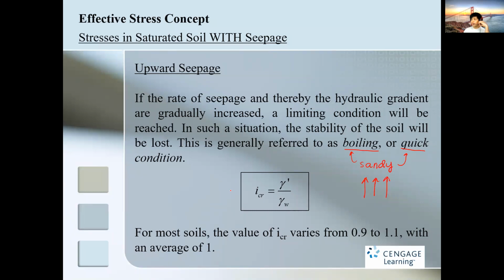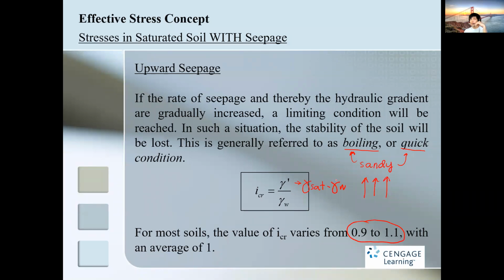Okay, so if you want to determine the critical hydraulic gradient, this is the formula: gamma prime, which from the previous topics is gamma sat minus gamma water, all over gamma water. That's the critical hydraulic gradient. For most soils, the i critical varies from 0.9 to 1.1. If the value is within this range, it tends to have the boiling or quick condition. That is the critical hydraulic gradient.